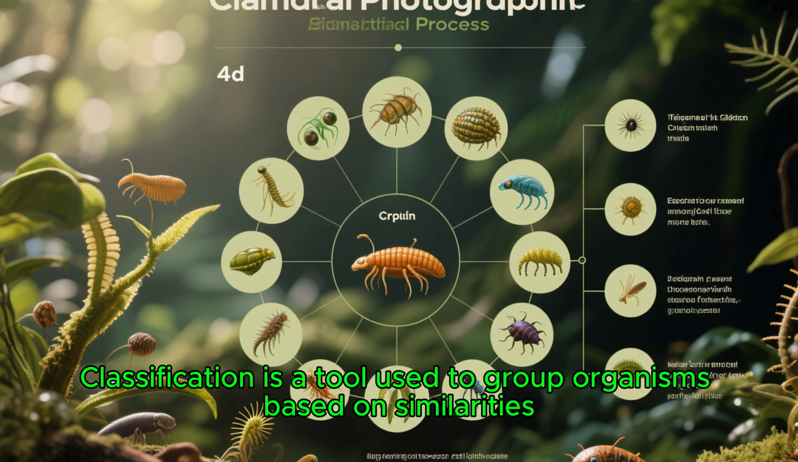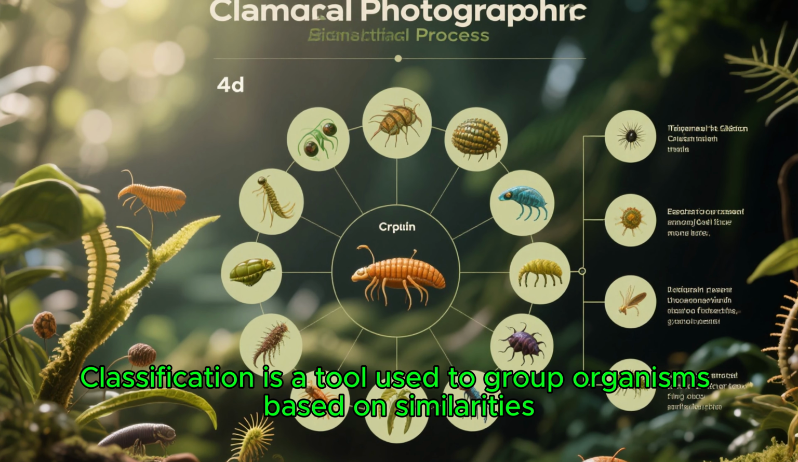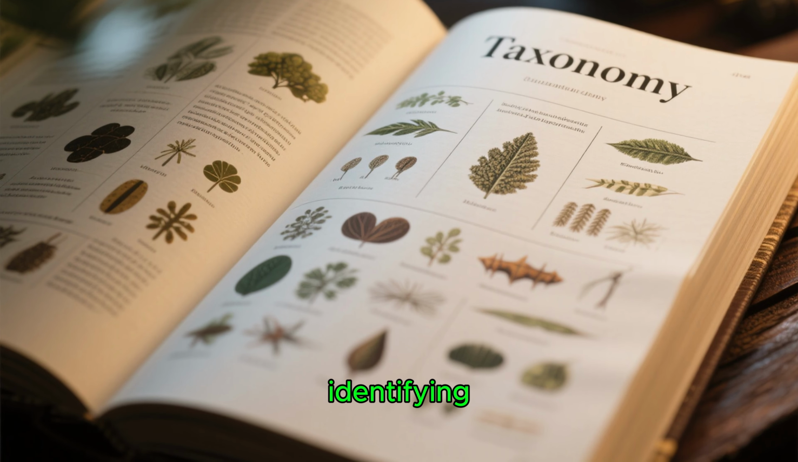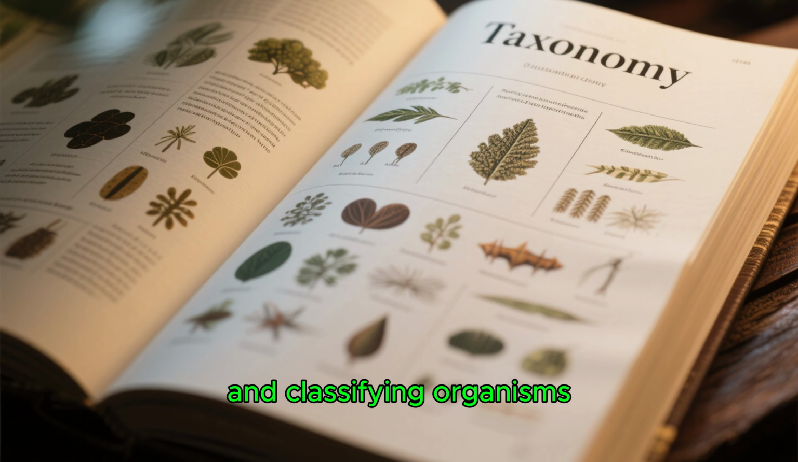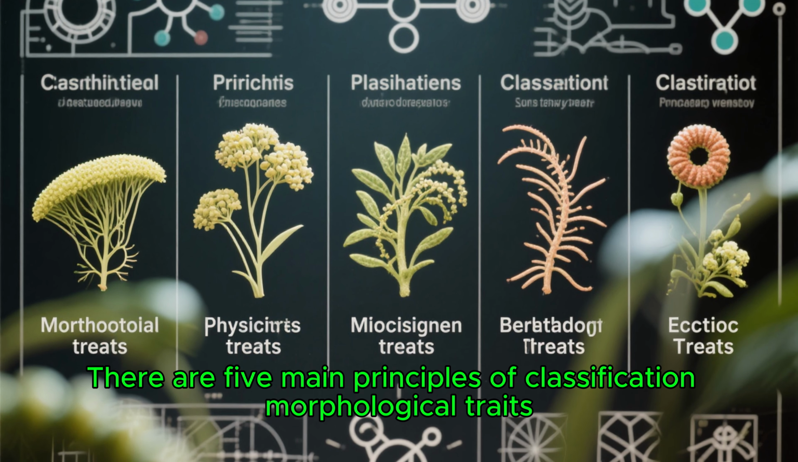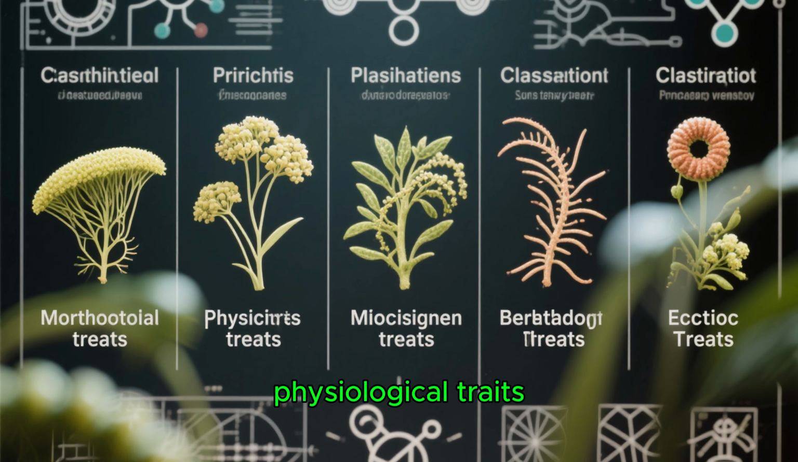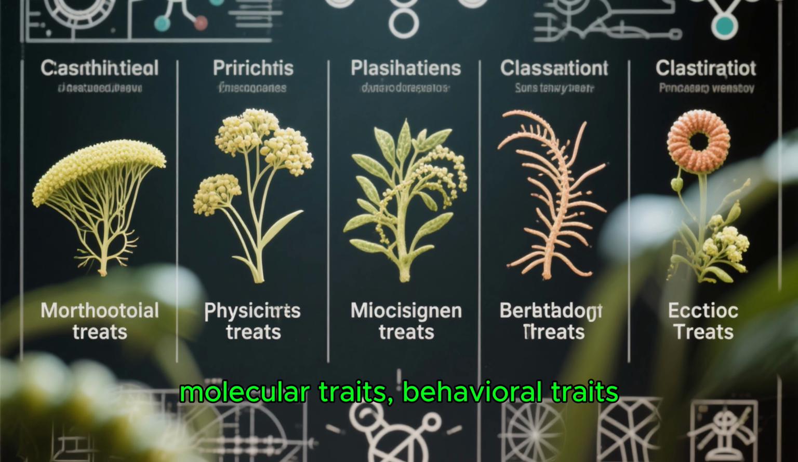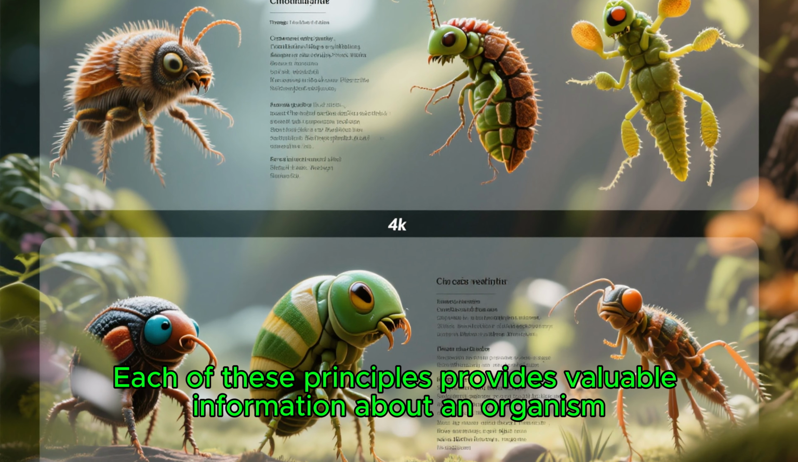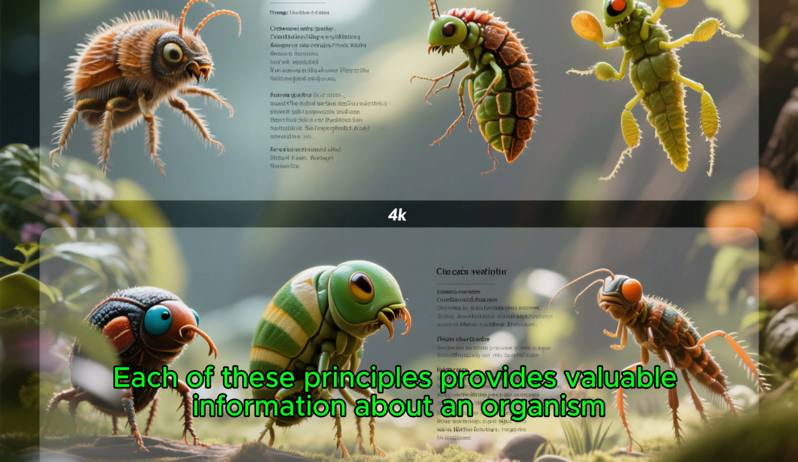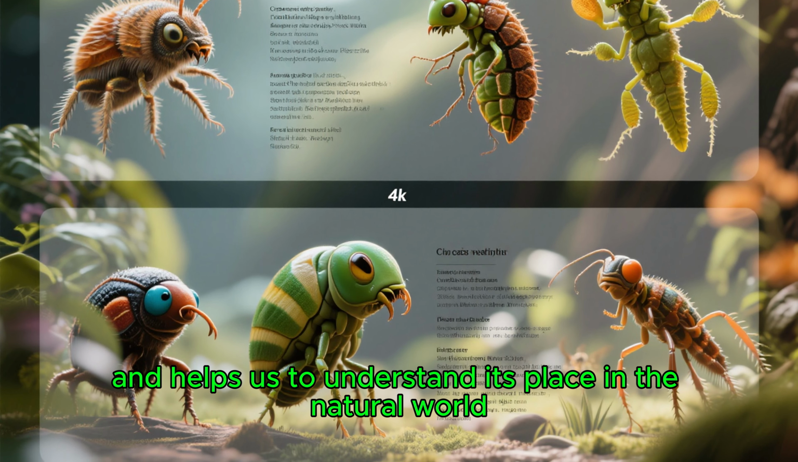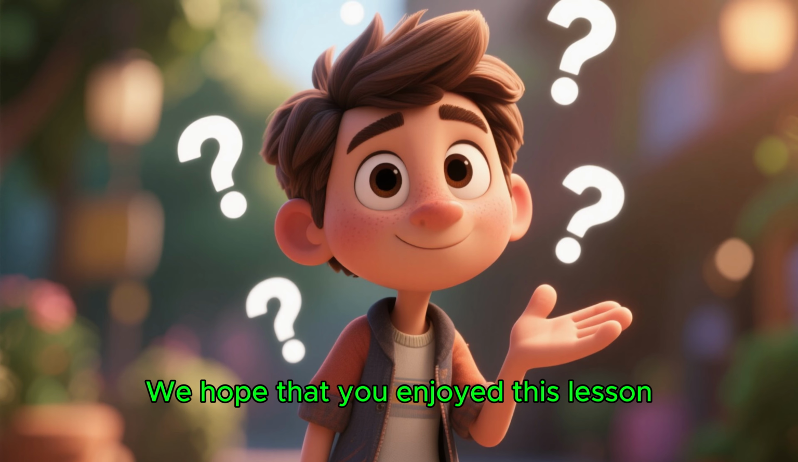Classification is a tool used to group organisms based on similarities. Taxonomy is the science of naming, identifying, and classifying organisms. There are 5 main principles of classification: morphological traits, physiological traits, molecular traits, behavioral traits, and ecological traits. Each of these principles provides valuable information about an organism and helps us to understand its place in the natural world.